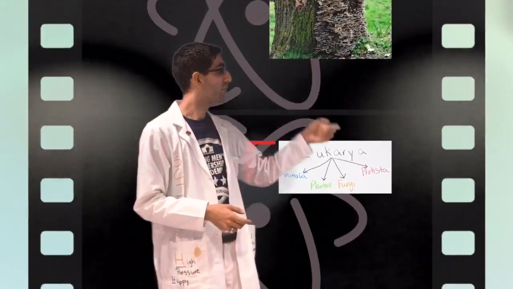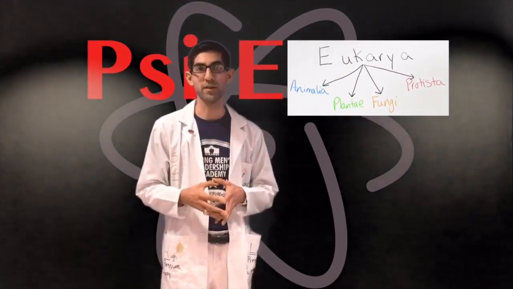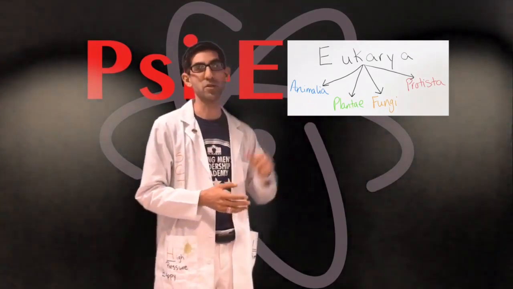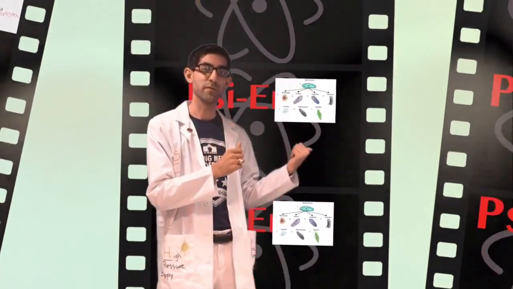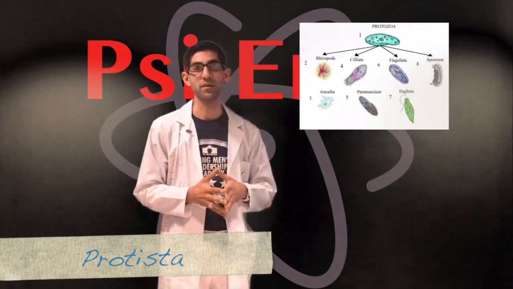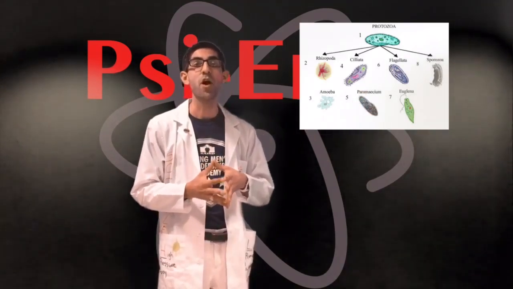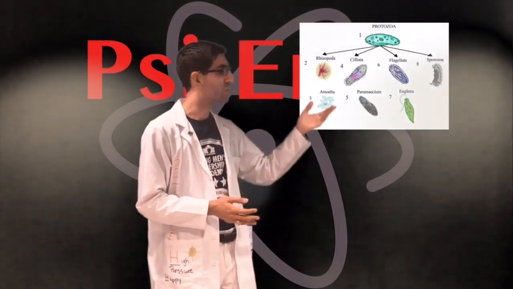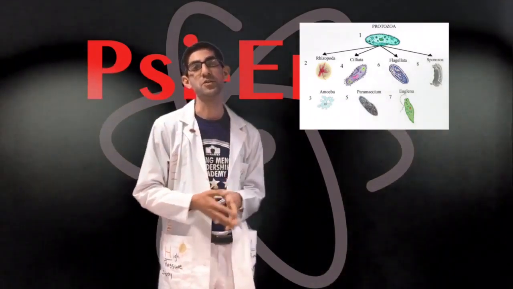Let's look at the final kingdom in the Eukarya domain. The final kingdom is the Protista kingdom. So let's look at some examples here. As you can see here, all of the organisms here in the Protista kingdom are unicellular. So some examples include parameciums and amoebas, just to name a few.